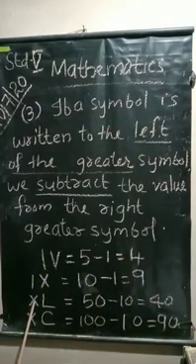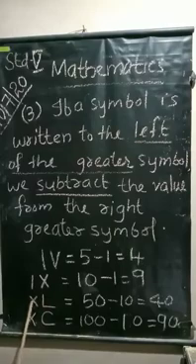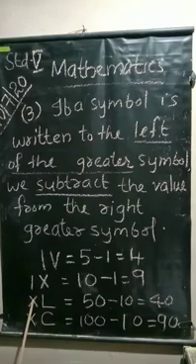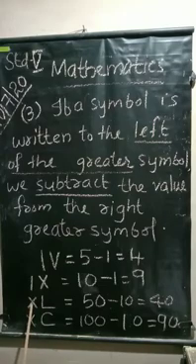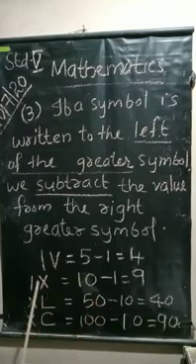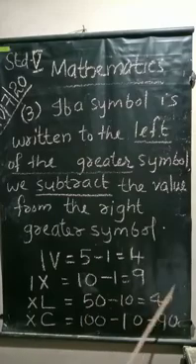Next, XL. XL means, here L is the greater value and smaller symbol X is on its left side. If smaller symbol is on the left side of the greater symbol, that means subtraction. But L means 50 and X means 10. So 50 minus 10, 40.